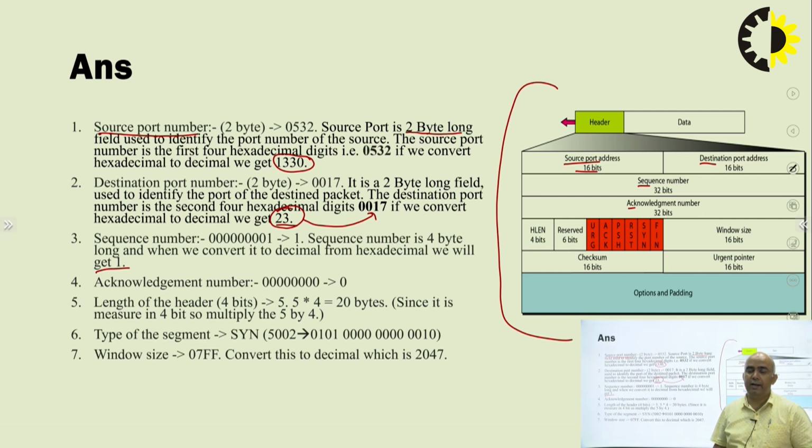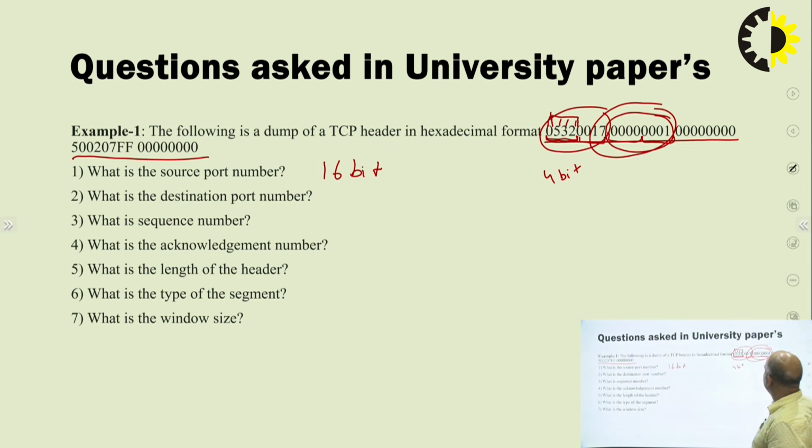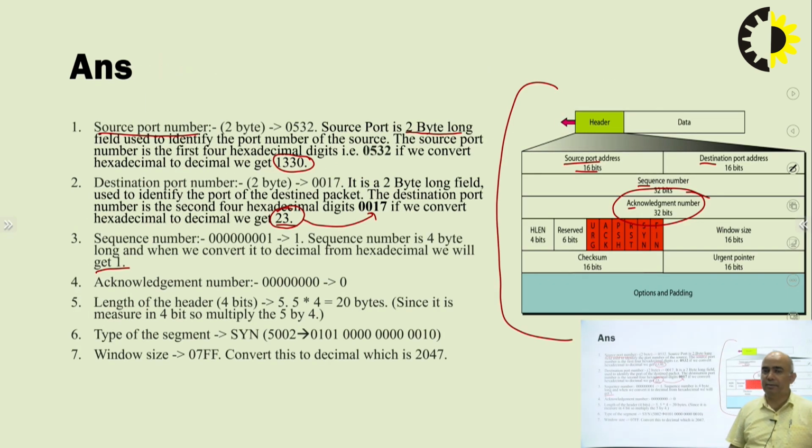Now next we need to identify the acknowledgement number as per this given header format. Again it is 32 bits. Now we have to see these 32 bits. Again, these 32 bits are all 0, so the acknowledgement number will be 0. Okay.